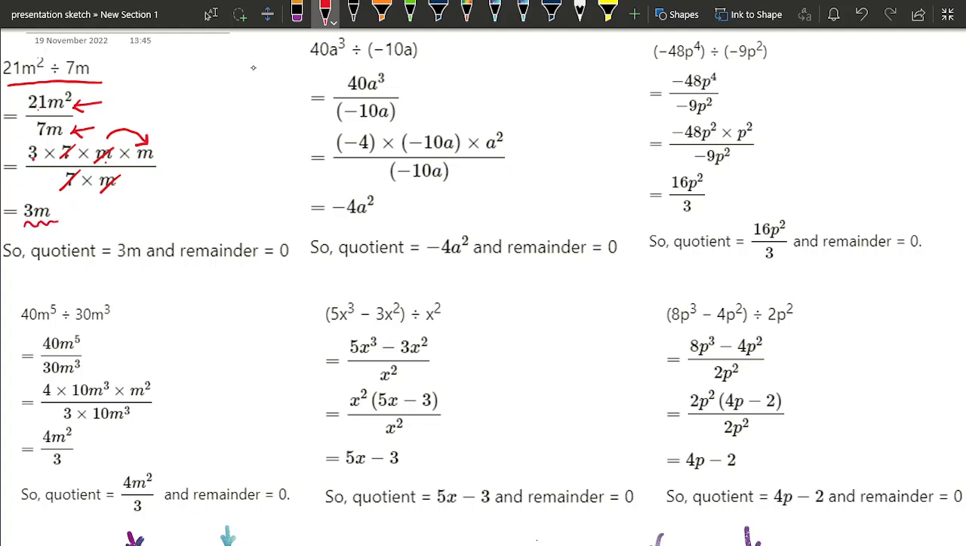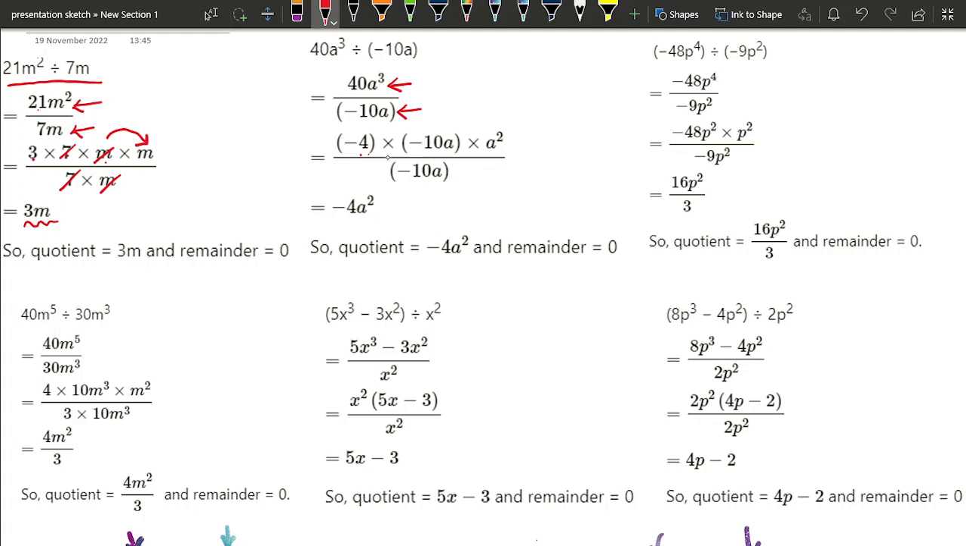and we are only left with 3m. Then in the second example, 40a cube divided by minus 10a. So 40a cube should be present in the numerator, and minus 10a should be present in the denominator. Here again we can split this 40a cube into different factors like this. In this case, minus 4 is written separately, into minus 10a.